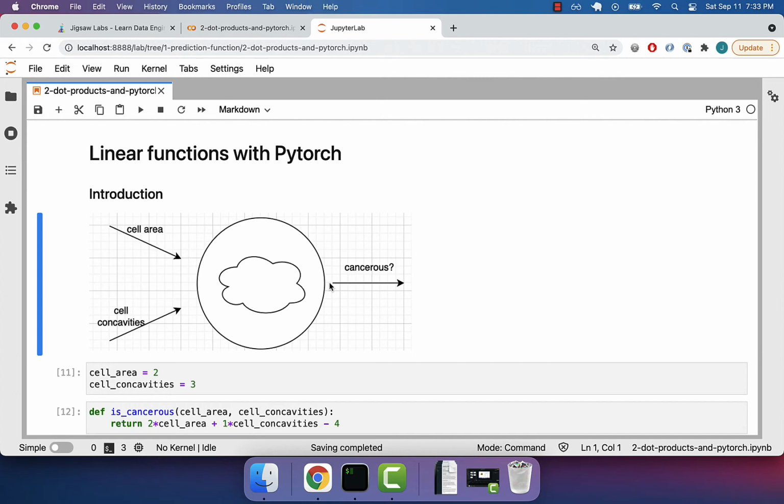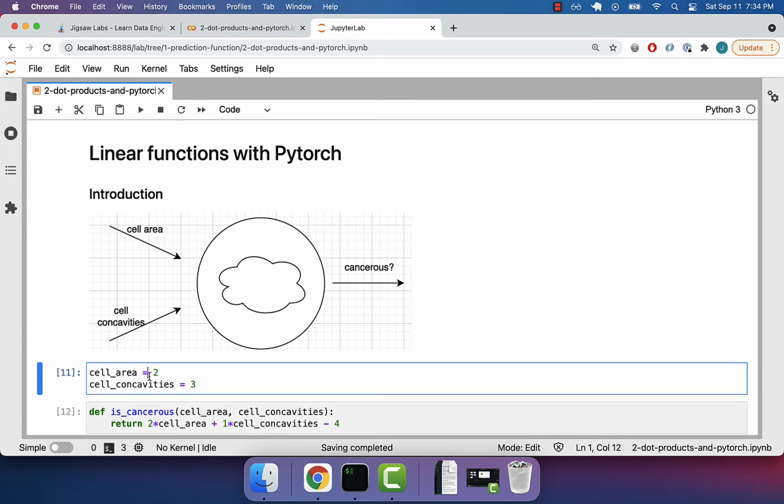In the last lesson, what we saw was different ways to represent a neuron. One way was with our nice little picture, where we're taking in different features like cell area and cell concavity, represented with different numbers, like maybe 2 millimeters, and the number of concavities is 3. And we pass that through some sort of formula, what we call our linear function.